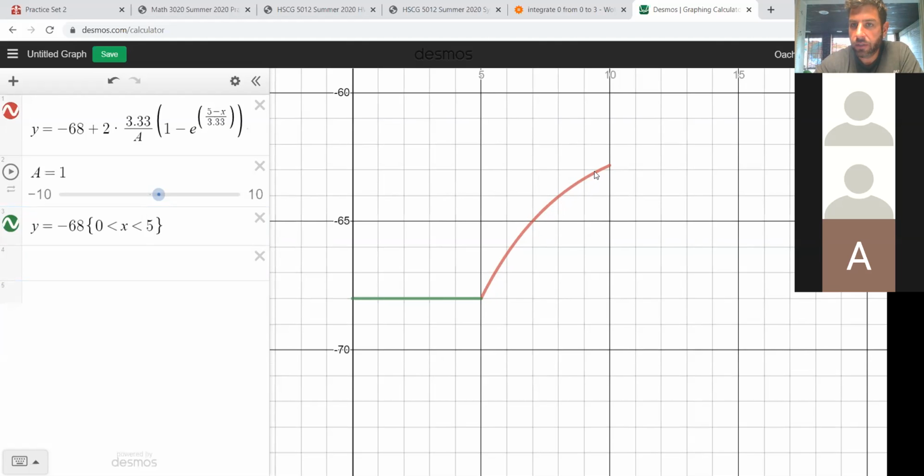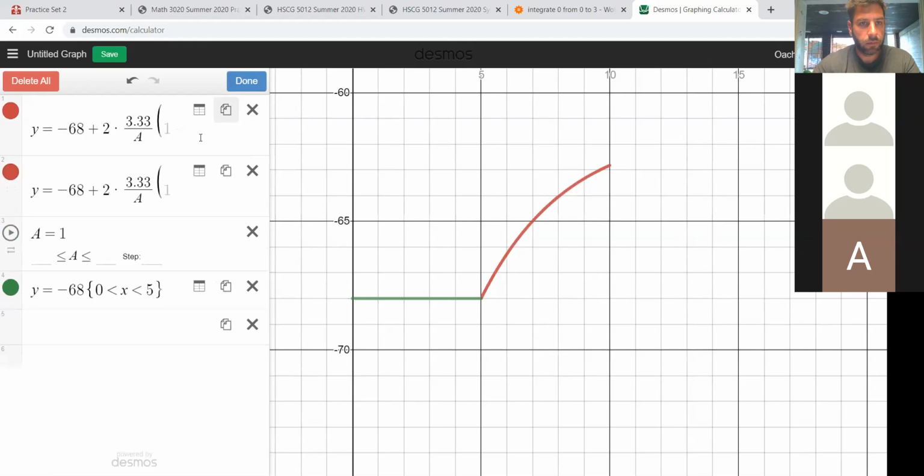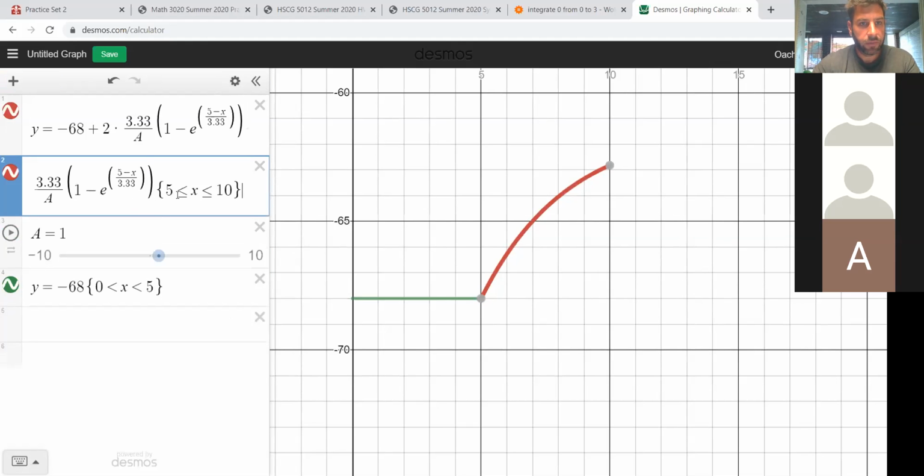And then what happens at 10 seconds? Well, we have to plug that piece in. So it's similar to this. So let's just duplicate it. Only it's slightly different. So this will be for x bigger than 10.